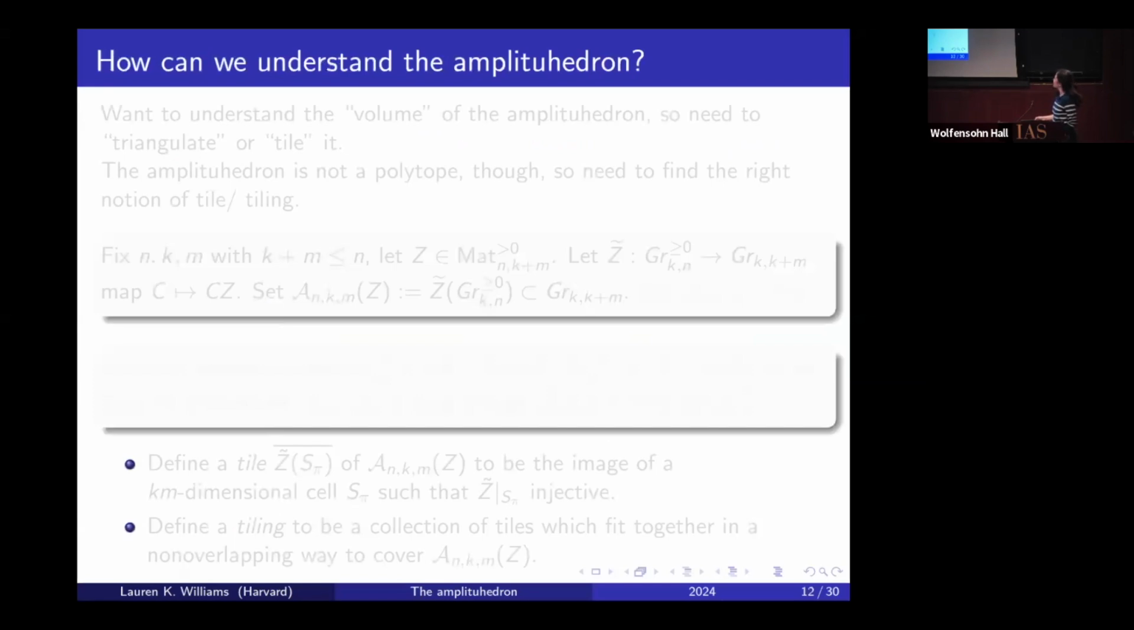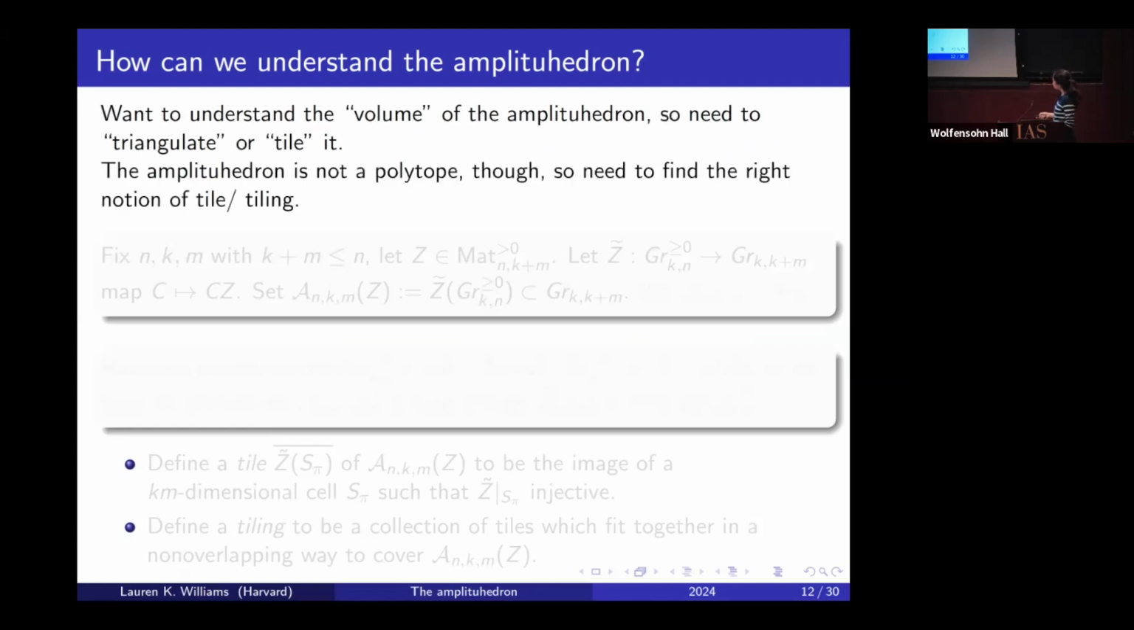Okay, so now how can we understand the amplituhedron? So we want to understand the volume of it. So we need to triangulate it, or more precisely, tile it. Now the amplituhedron is not a polytope. It's the image of the positive Grassmannian under this map. The positive Grassmannian is not a polytope. The amplituhedron is definitely not a polytope. So we need to find the right notion of tile and tiling.